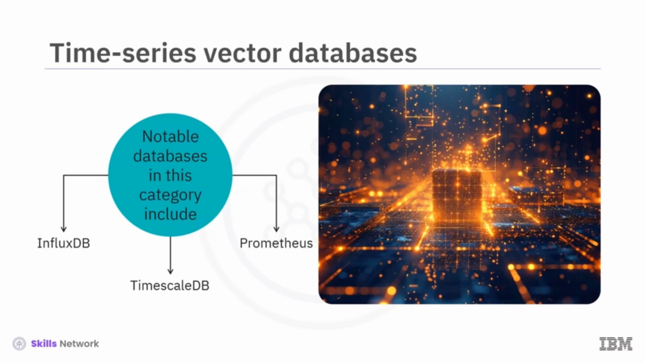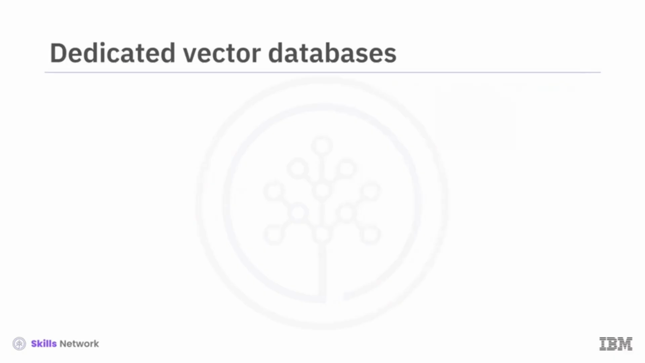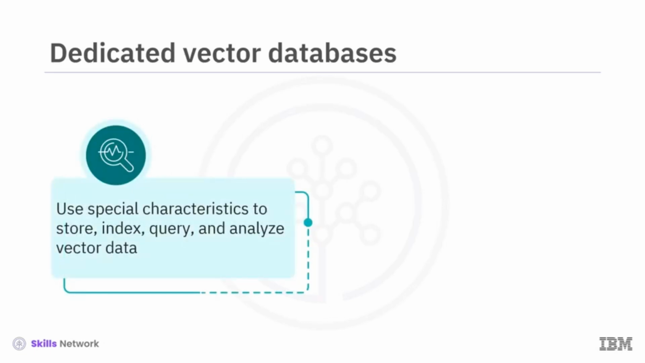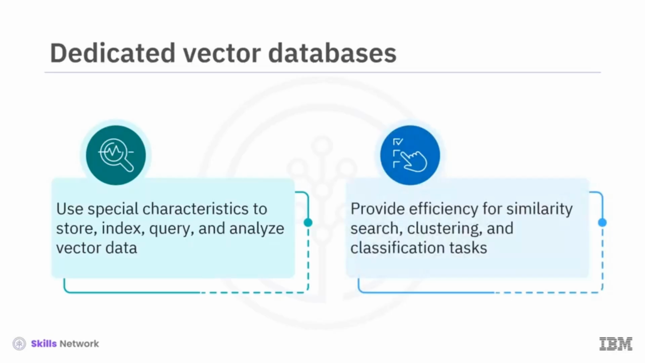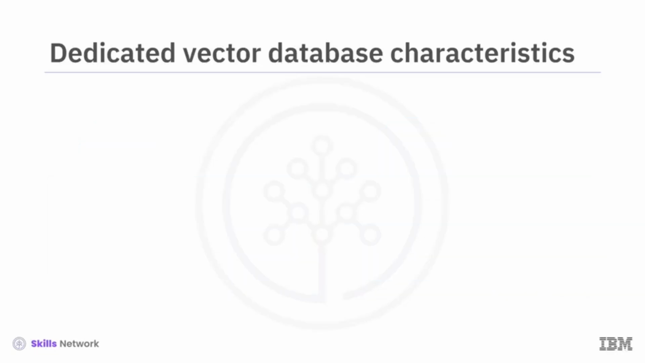Next, let's contrast dedicated vector databases with databases that support vector search. They are different from each other. Let's learn more. As the name suggests, dedicated vector databases are systems that use their own special characteristics and optimizations to store, index, query, and analyze large amounts of vector data quickly and accurately. Similarity search, clustering, and classification work more efficiently using vector databases. Next, discover the essential characteristics of dedicated vector databases.